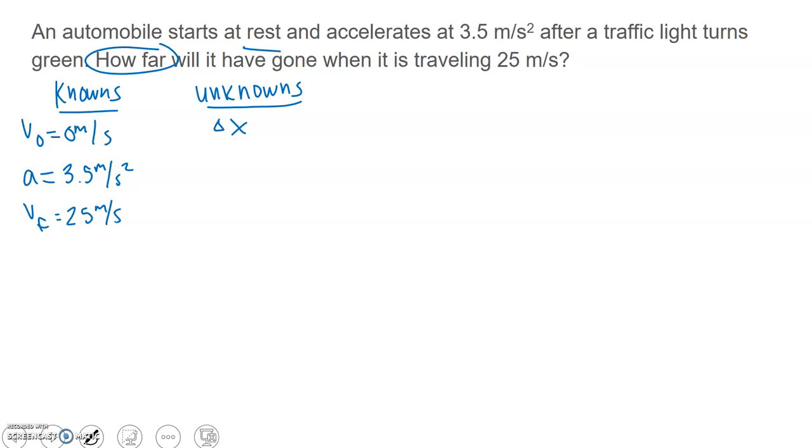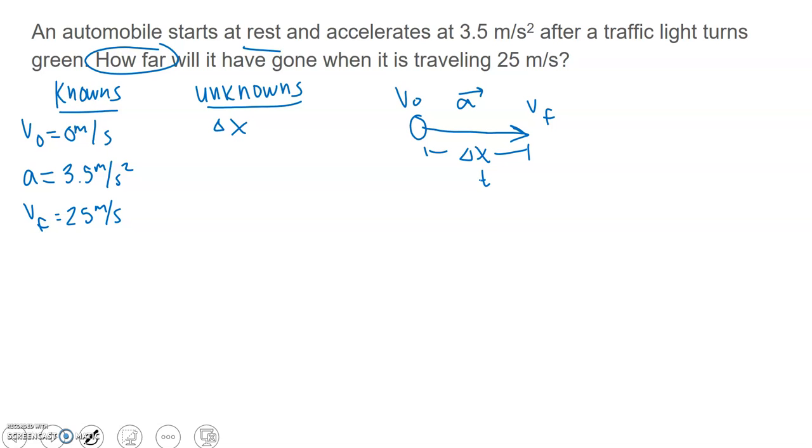So again, we draw a picture. Our car is sitting at a red light, it's at rest. The light turns green and it accelerates forward to reach that final velocity. I've drawn my acceleration arrow in the same direction as the velocity because we are speeding up. In that time, the car has traveled a certain displacement or distance, and that takes a certain amount of time.